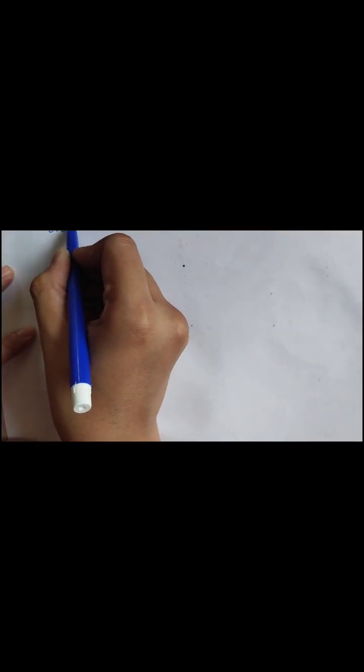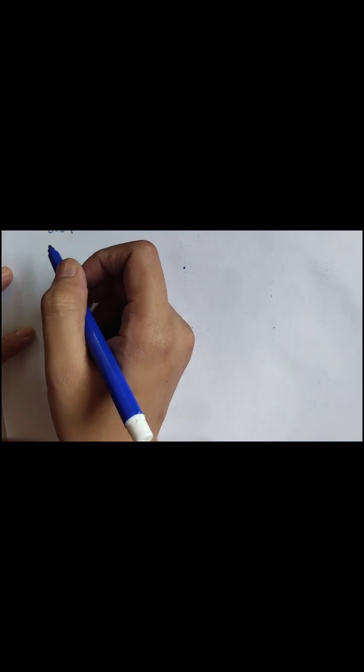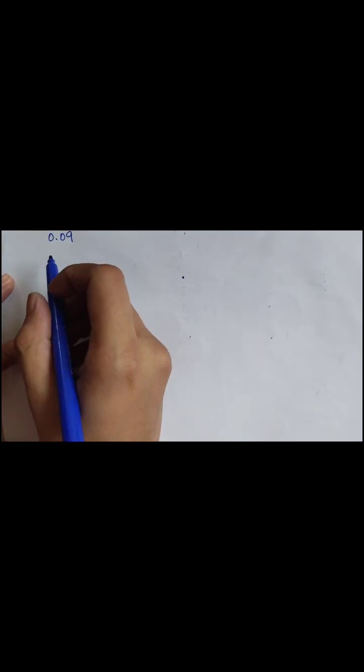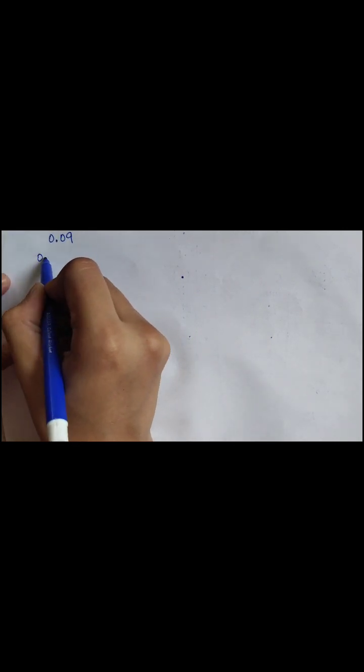We are taking another example of finding the square root. For example, the value is 0.09. How can we take the square root of this number? We have to simplify this number first. How can we simplify 0.09?